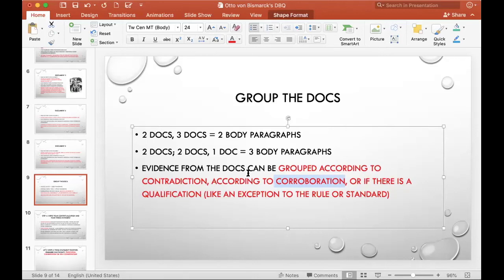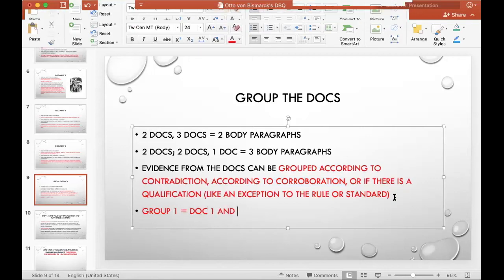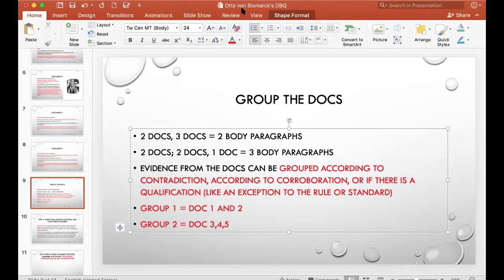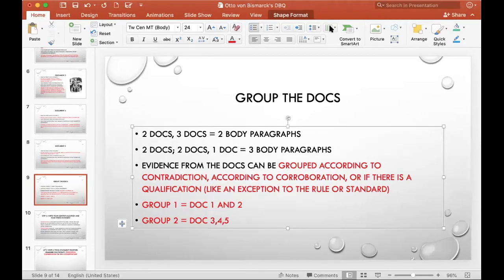Okay, so you need to outline your groups. In my sample essay that I'm going to write, I'm probably going to have group 1 be docs 1 and 2, and it just worked out this way. It's usually not this clean. And group 2 equals documents 3, 4, and 5. So let me explain why I grouped documents 1 and 2 like this.